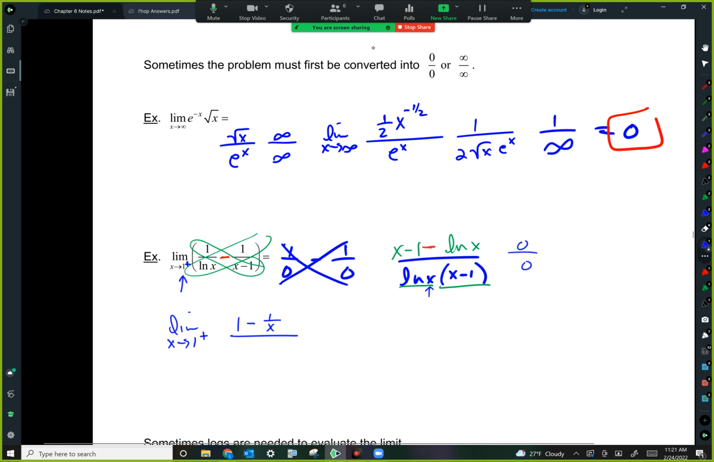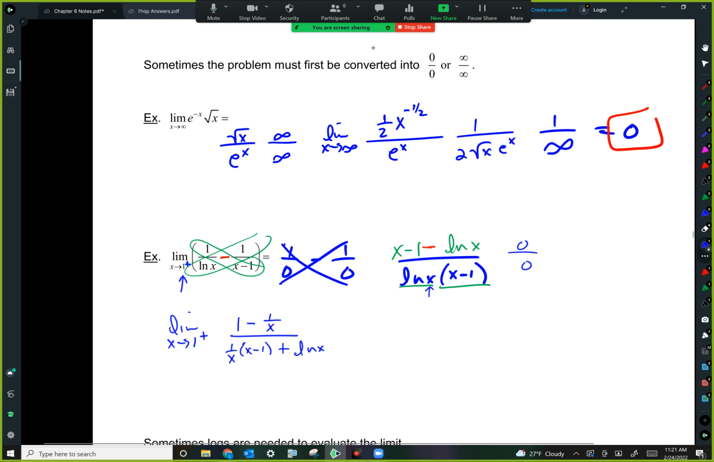Derivative of the first, 1 over x, times the second, which is x minus 1, plus the first, natural log of x. Derivative of x minus 1 is just 1. And by the way, don't worry about trying to clean this up. Let's substitute. I might not need to clean it up.